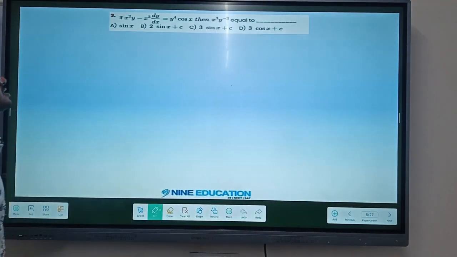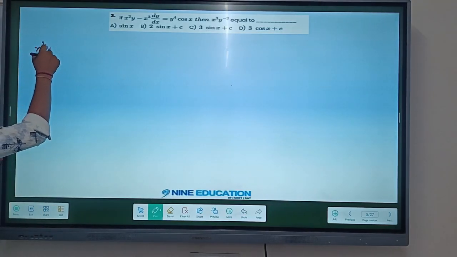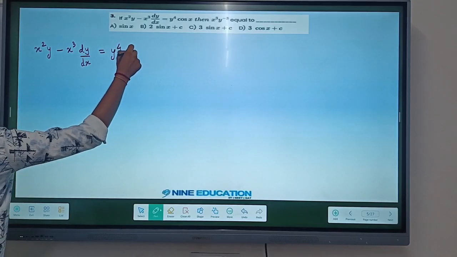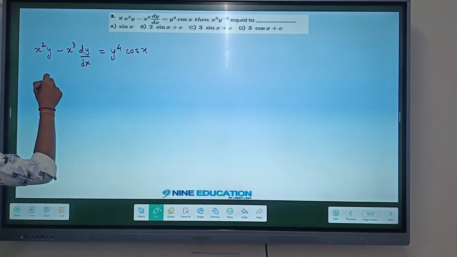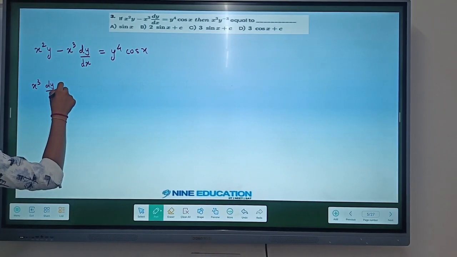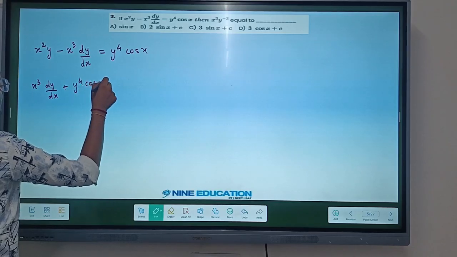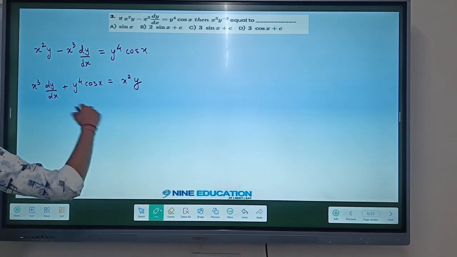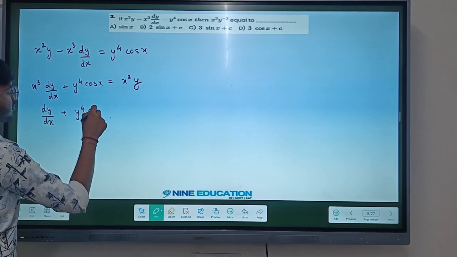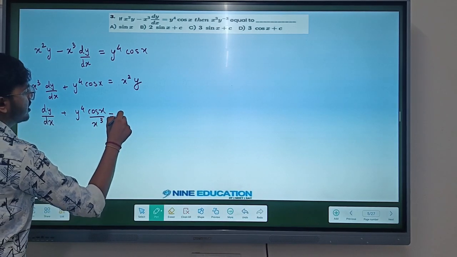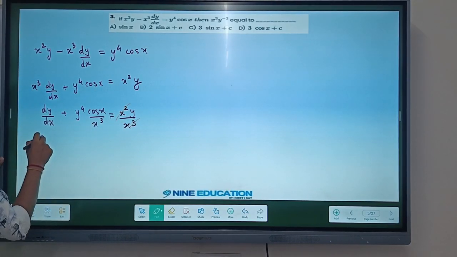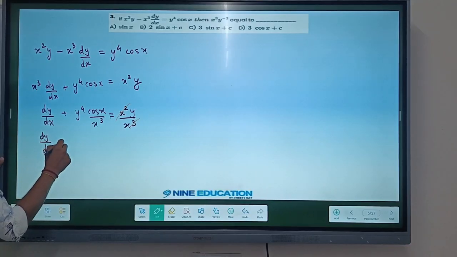Now next question on differential equation. We have x square y minus x cube dy by dx equal to y power 4 cos x. So I can write it as, if I take x cube dy by dx this side, x cube dy by dx plus y power 4 cos x equal to x square y. If I take x cube down, what will I get? Dy by dx plus y power 4 cos x by x cube equal to x square y by x cube. Square, say, this will get cancelled.